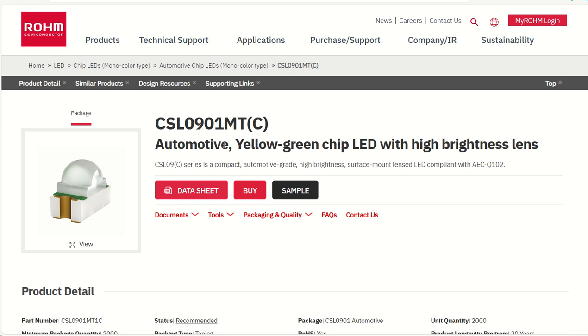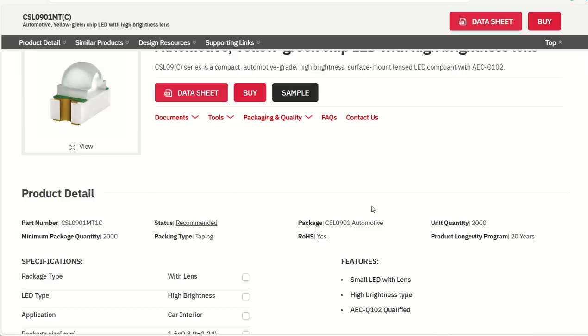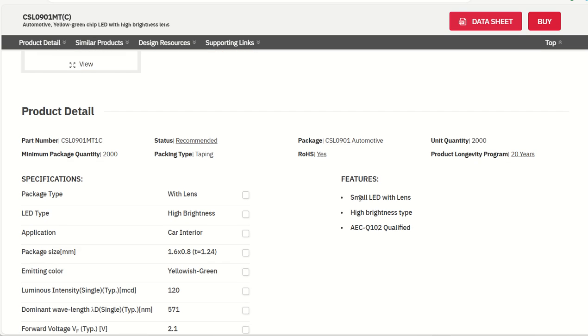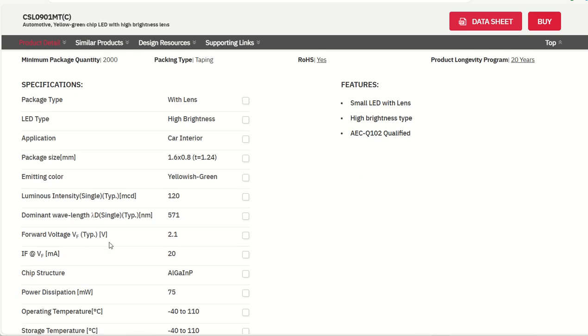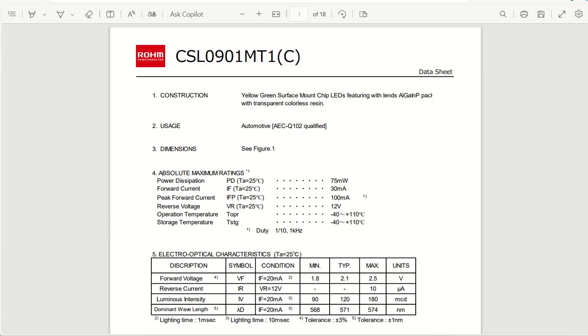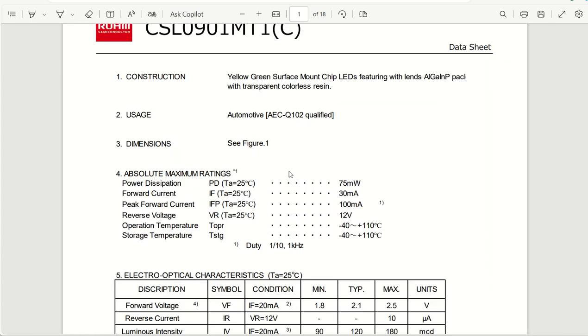Similar to that, if you want to use some high brightness LEDs for indicator purposes or something like that, this is one of the series which is going to be yellow, green, or cheap LEDs. You can see these are high brightness LEDs, small LEDs with lenses, high brightness type, and AEC-Q102 qualified. As I told you, the very specific thing is that power dissipation will be a little bit higher, as well as my MCD rating will be 120 MCD. So you can see here the data sheet for that particular understanding.